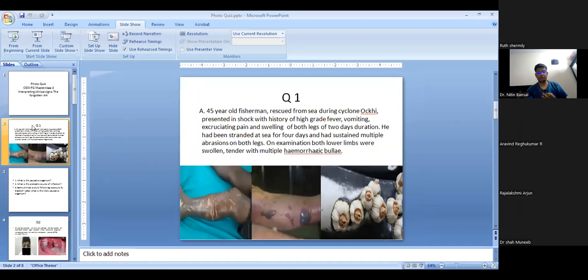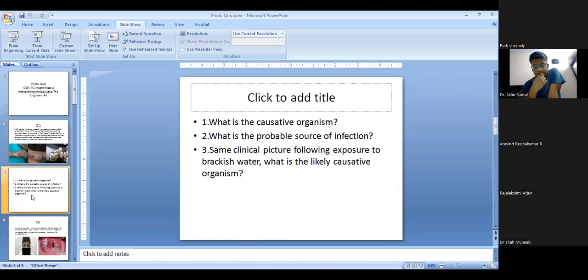So this was the question in the flyer. A 45-year-old fisherman rescued from sea during the cyclone presented in shock with history of high-grade fever, vomiting, excruciating pain and swelling of both legs of 2 days duration. He had been stranded at sea for 4 days and had sustained multiple abrasions on both legs. On examination, both lower limbs were swollen, tender with multiple hemorrhagic bullae, as you can see in both pictures. You can also see on the side of the board, some organism is attached. So the first question is, what is the causative organism?